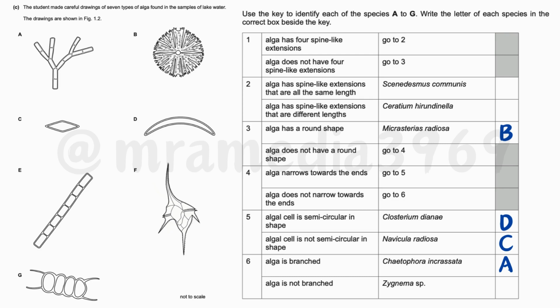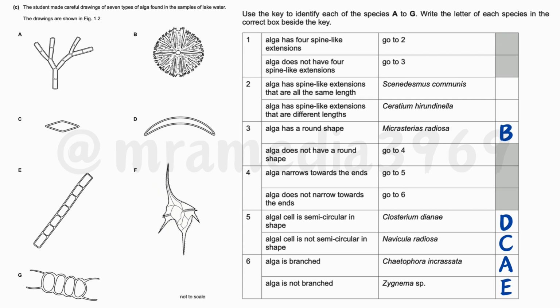Drawing E. Alga has 4 spine-like extensions. We can see from the figure that it doesn't. The next one is alga does not have 4 spine-like extensions. That's true, so go to 3. Alga has a round shape. It doesn't. Right, next, go to 4. Alga narrows towards the ends. It doesn't, so we go to 6. Alga is branched. It isn't. Therefore, E is Zygnema sp.